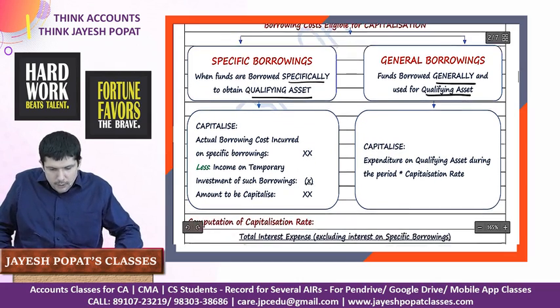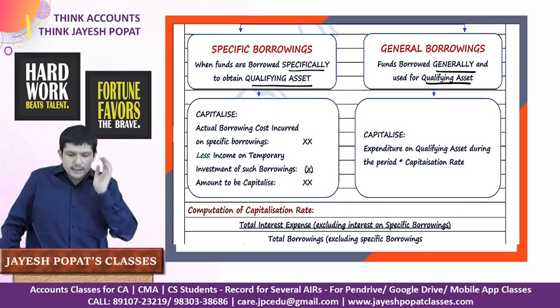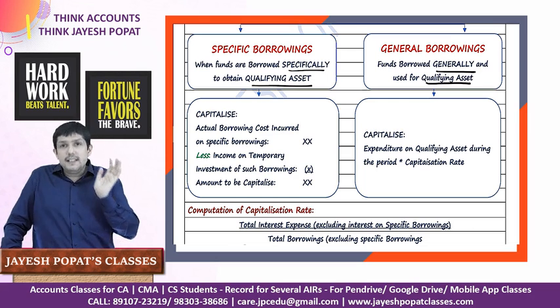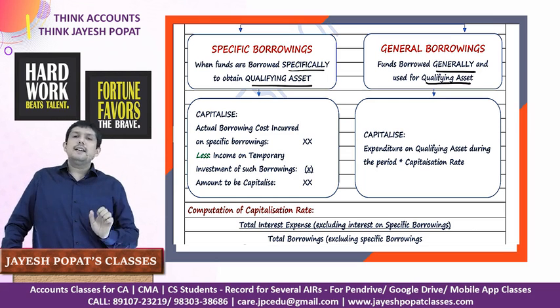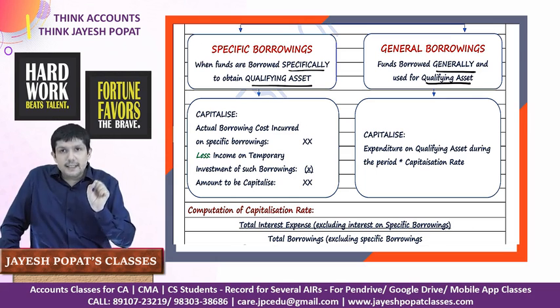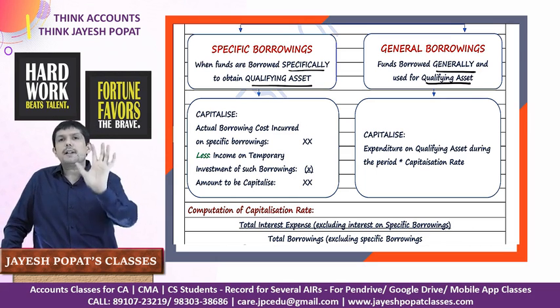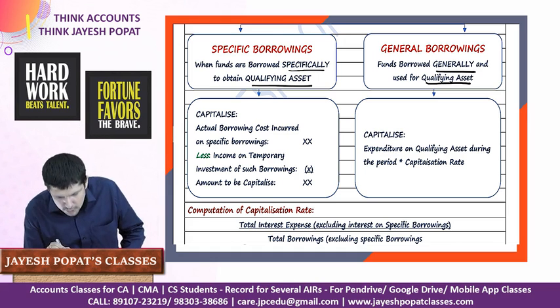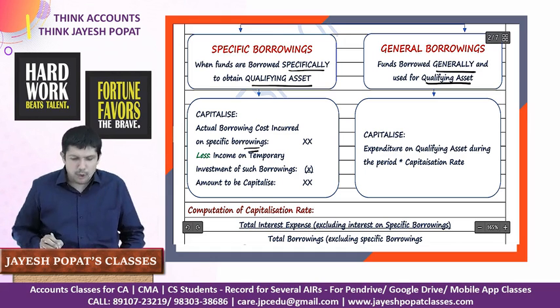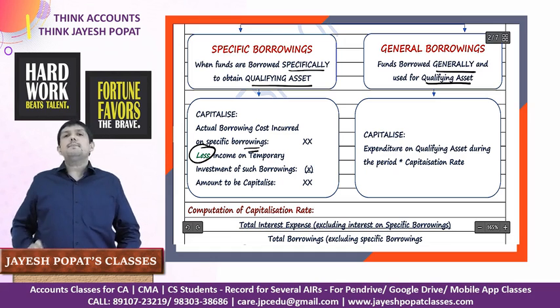Now, what is the amount of borrowing cost that is to be capitalized? Since this specific borrowing is directly attributable to the qualifying asset, the entire amount of interest expense which we pay on this borrowing should be capitalized with the cost of the asset. That is, actual borrowing cost incurred on specific borrowing less income on temporary investment.